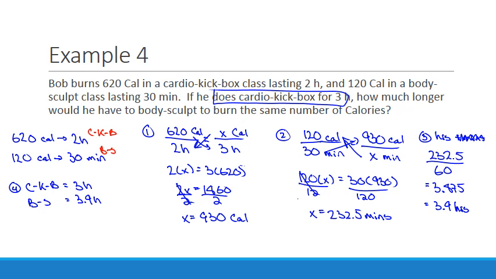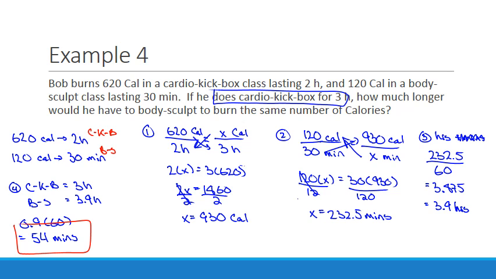So to figure out how much longer, obviously it's 0.9 of an hour. Now 0.9 of an hour is kind of a weird thing to say, right? So we can just go 0.9 times 60, and that'll tell us how many minutes 0.9 of an hour actually is. That works out to 54 minutes. So it would take Bob an extra, basically, hour if he just did the body sculpt. So cardio kickbox seems like the better deal for him, right? He gets more bang for his buck.